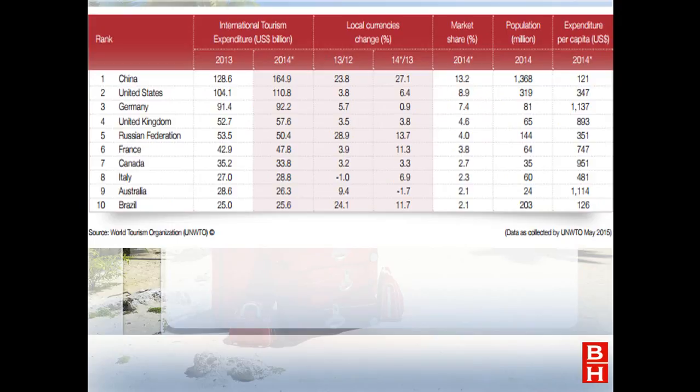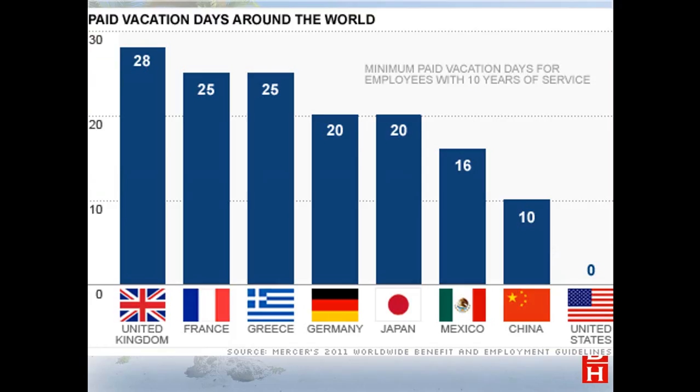Now, let's look at the money spent. Who spends the most money? And again, with that argument of China being a country with a very large population, China is #1 in terms of expenditures. Chinese tourists spend the most money, then Americans, then Germans. Now, this is not to depress you, but it's just to face the fact that in America, employers are not required by law to offer paid vacations to their employees.